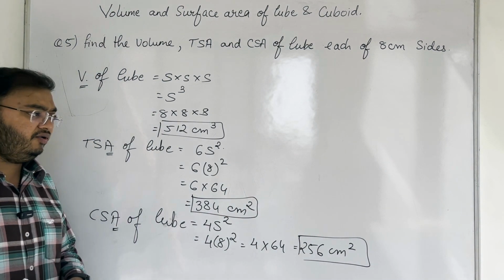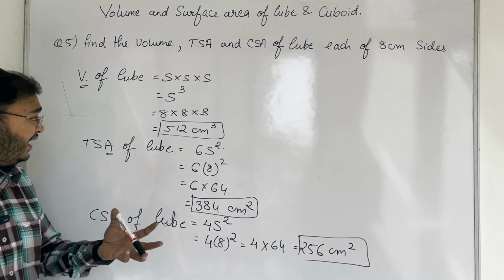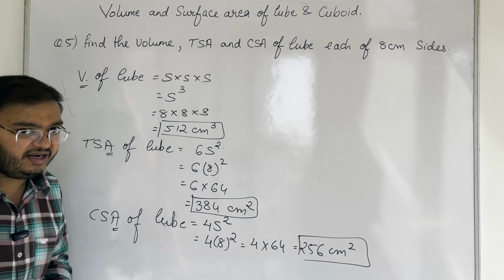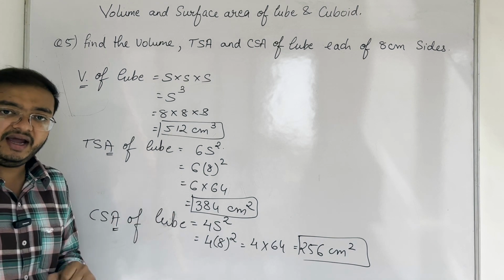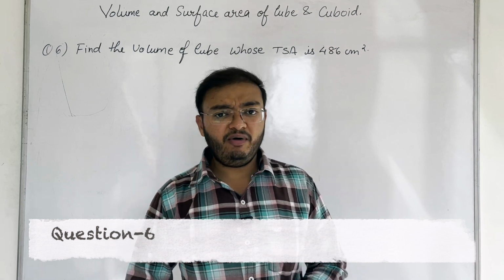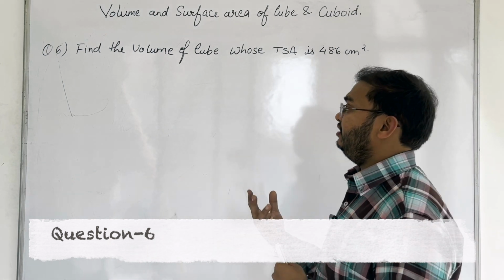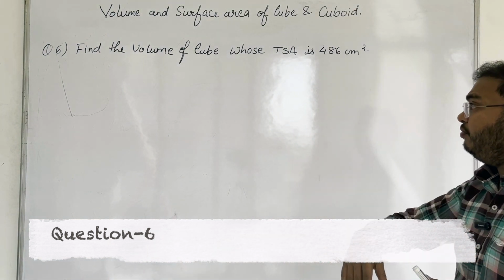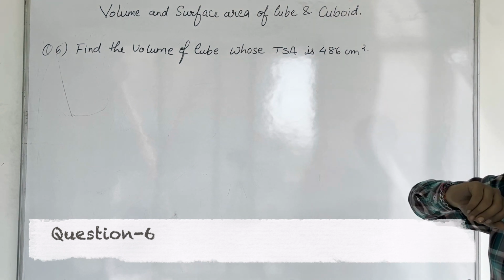So this is clear to you, how to find the TSA, CSA and volume of a cube, and cube is generated from square. So let's move towards our next question. Here we are with question 6. Now what is question 6? You can see that here we have to find the volume of the cube whose TSA is given to us.